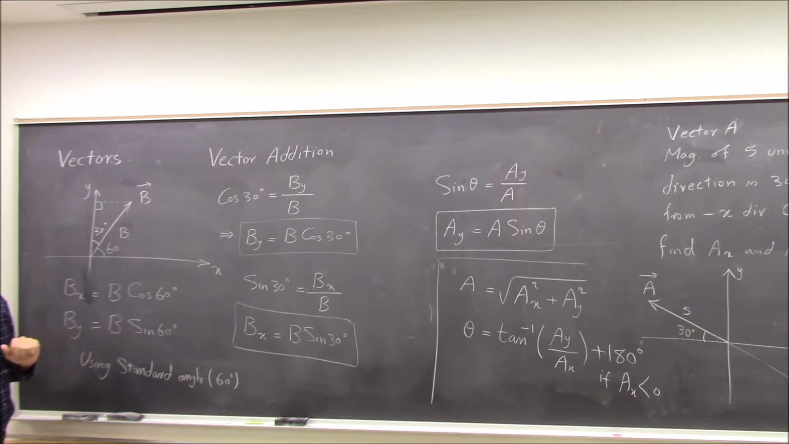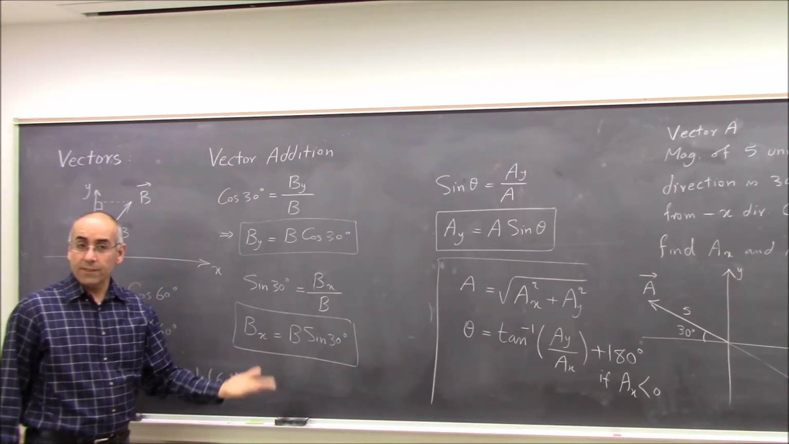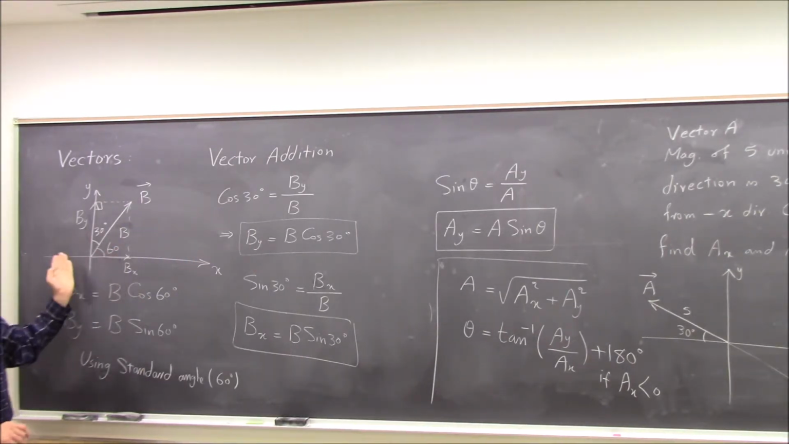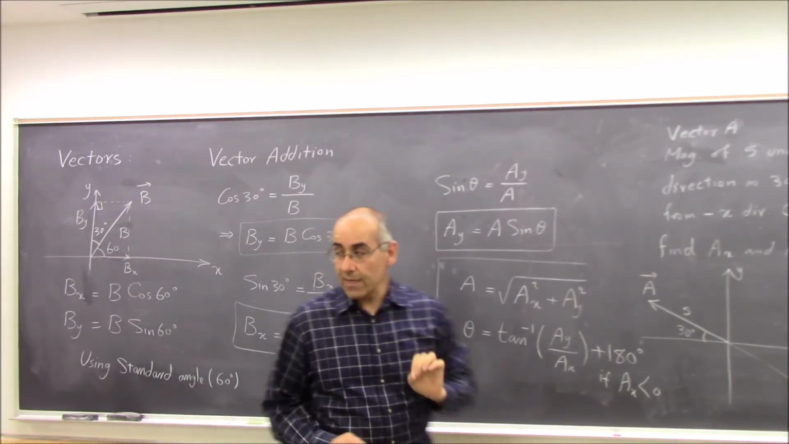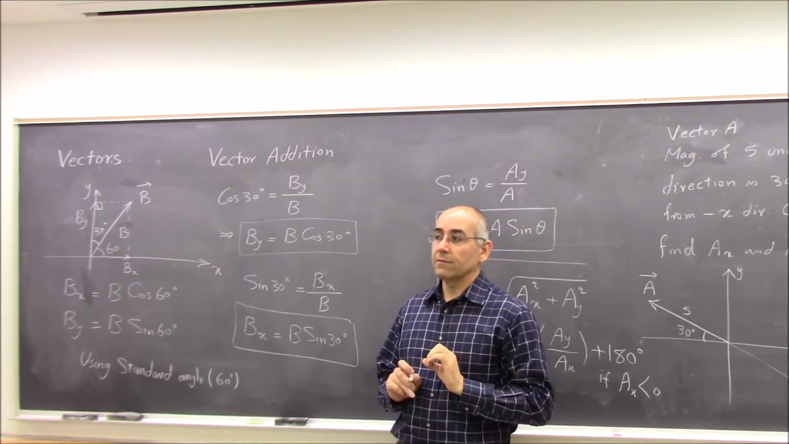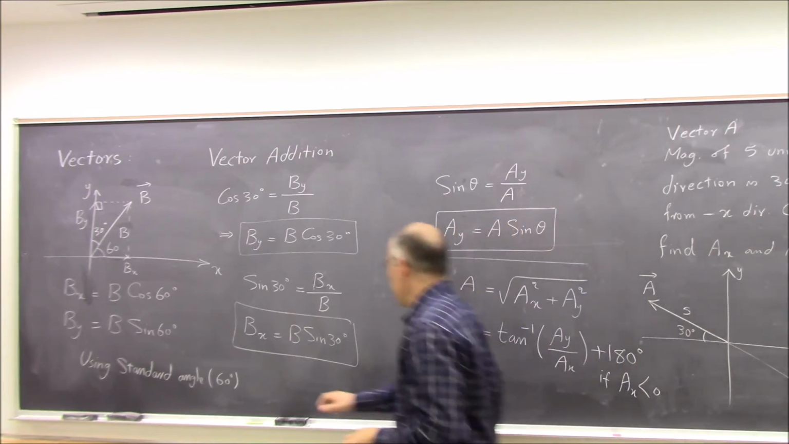Magnitude times cosine. The component that is not adjacent to the angle comes with sine. Sometimes this doesn't give you the right sign for the component. But if one of these falls in the opposite direction of the axis, you put a negative sign by hand, because this is not a standard angle, so it doesn't automatically give you the correct sign. Okay, let's try something else.